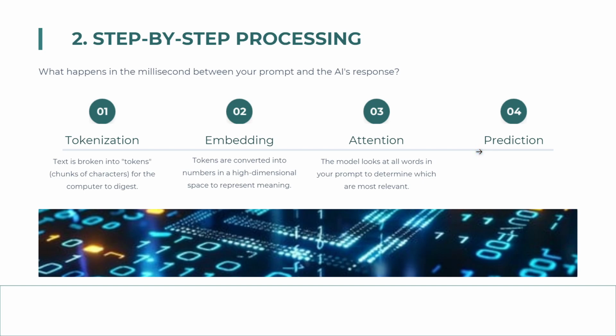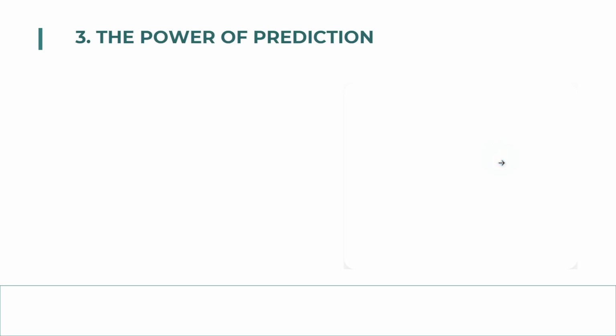Then we'll have the final step, which is what? Prediction. It calculates the most likely next piece of text based on the patterns it learned from those trillions of words. All right. So these are the processing steps of a large language model. To recap again, the first step is tokenization, followed by embedding, followed by attention, and finally it predicts your output based on your input.